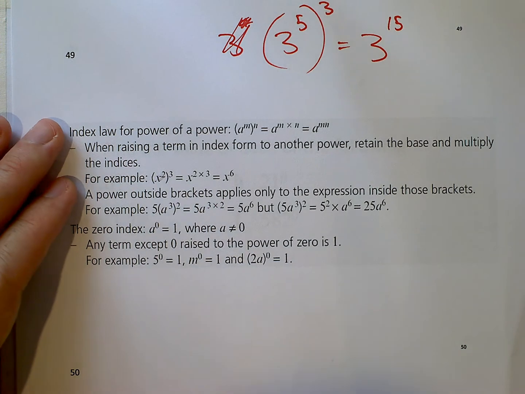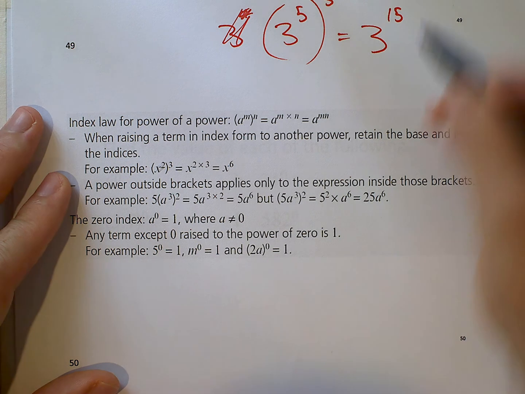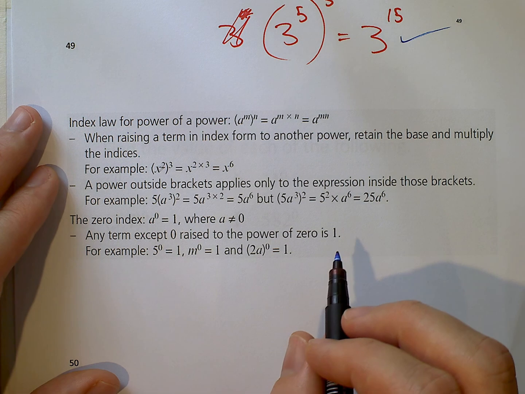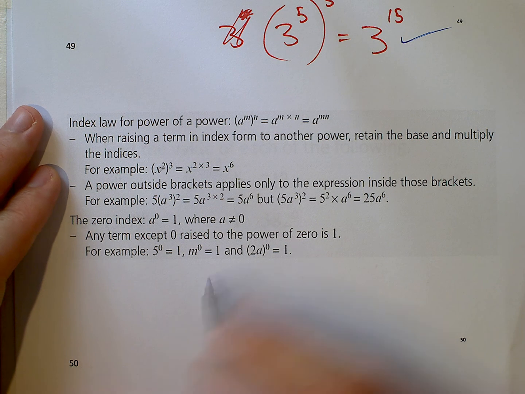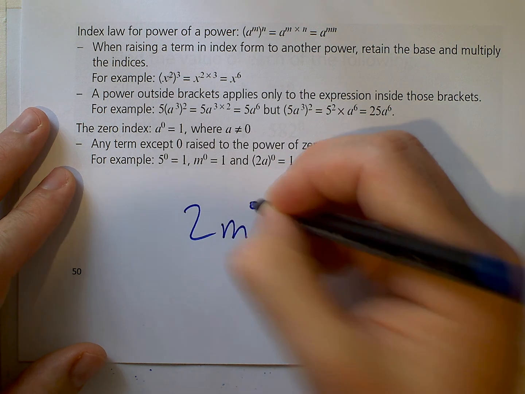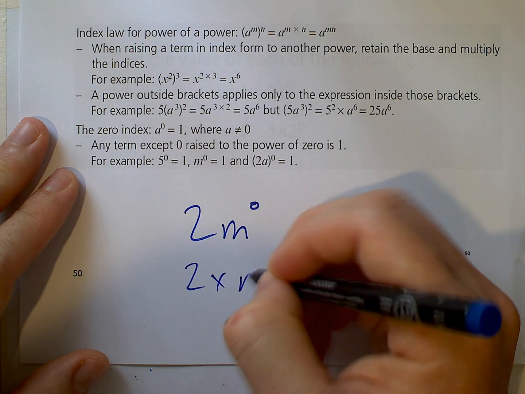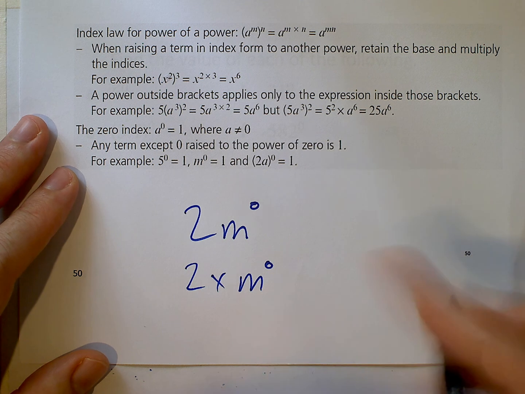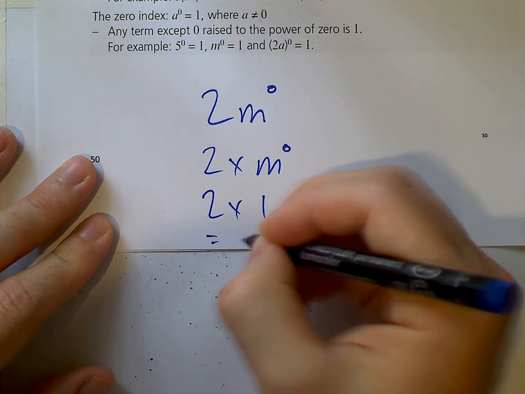Very easy. So I'm not going to go into too much depth about this because this is a pretty easy rule. The other one with the zero index, I will say, is that you can have something to the power of 0 and also other parts of it not be part of the 0. So if I was to give an example, 2m to the power of 0. So with this example, what if we break this apart? This is 2 times m to the power of 0. This m part to the power of 0 would equal 1. So we could say 2 times 1, which equals 2.